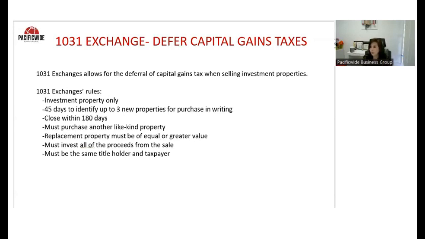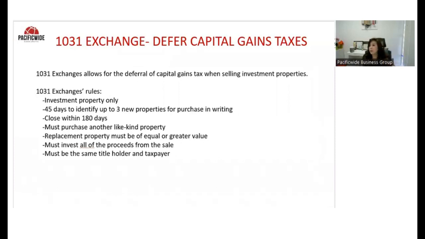But it makes us continue investing. One thing about it is you don't have to pay tax, but you have to continue investing in real estate. If you sell this property and you don't want to pay tax on it, you want to delay tax, you buy another property and they give you 45 days to be in contract of the new property. You have to be in contract before that 45 days.